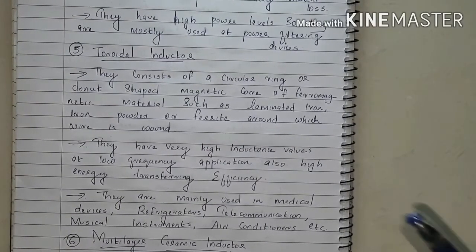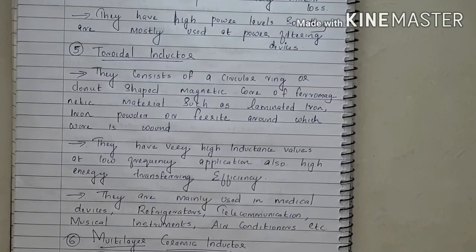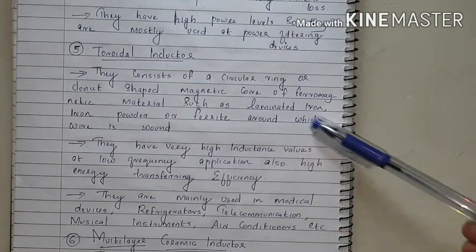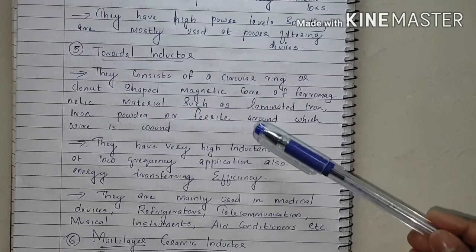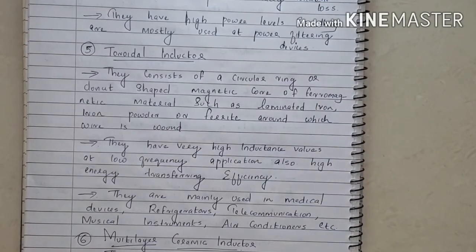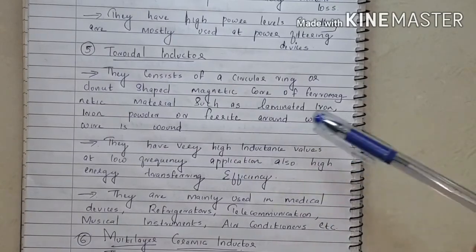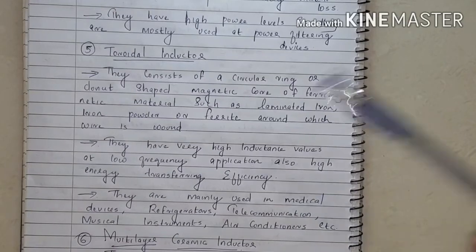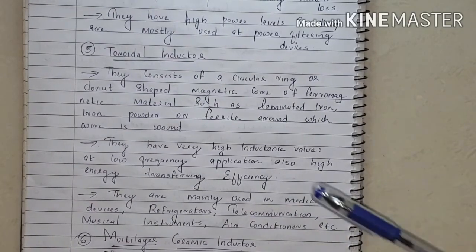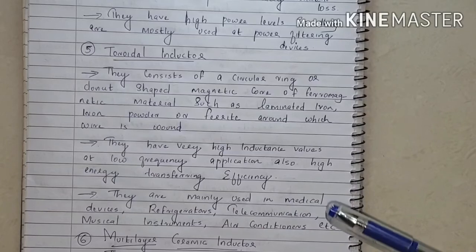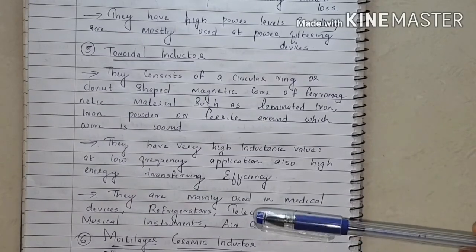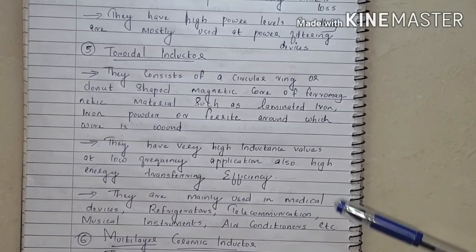Our next type of inductor is toroidal inductor. They consist of a circular ring or donut shaped magnetic core of ferromagnetic material such as laminated iron, iron powder or ferrite around which the wire is wound. They usually have high inductance value at low frequency application, also high energy transferring efficiency. They are mainly used in medical devices, refrigerators, telecommunication, musical instruments, air conditioners, etc.